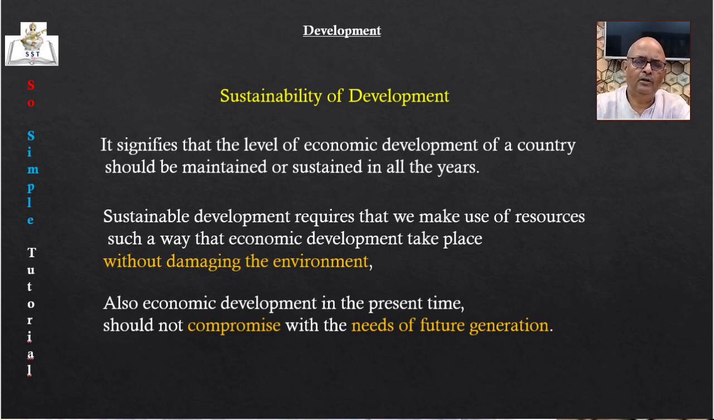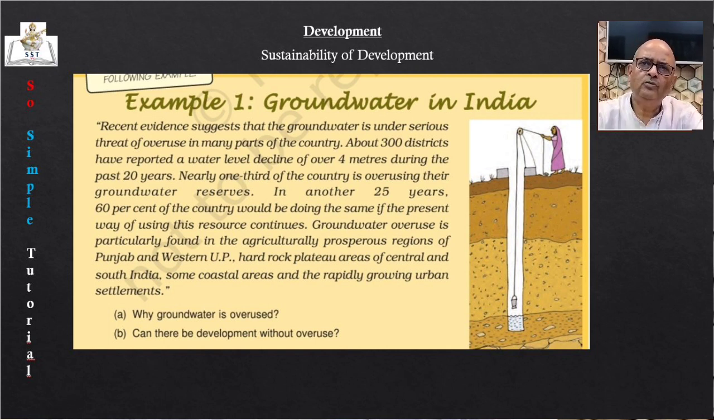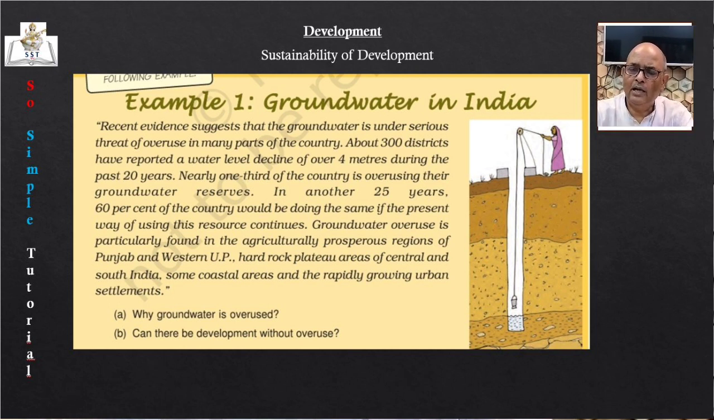Look at example 1, groundwater in India. The groundwater is under threat of overuse in many parts of the country. About 300 districts have reported a water level decline of over 4 meters during the last 20 years. Nearly one third of the country is overusing their groundwater reserves. It is particularly more in agriculturally prosperous regions of Punjab and western UP, plateau areas, some coastal areas, and rapidly growing urban settlements.